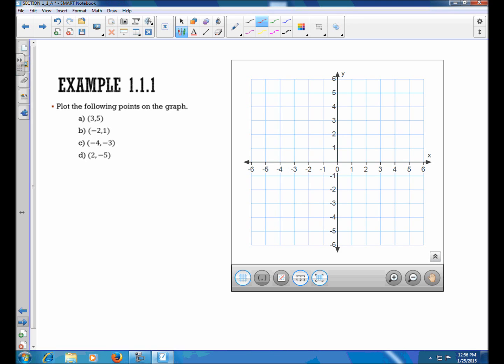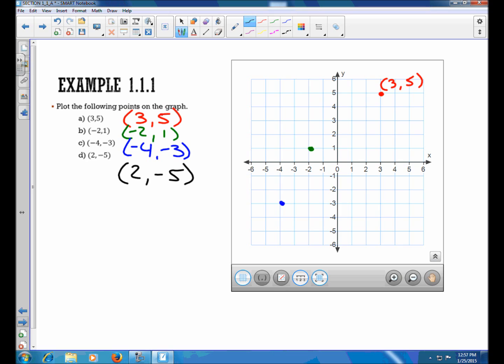So for the first example, you can see we're going to plot the point (3, 5). So that means we're going to go to the right 3 on the positive x-axis, and then up 5. And here's our point (3, 5). Then we're going to plot these other points, (-2, 1). That means we're going to go to the left 2 on the x-axis and then up 1. The next point, (-4, -3), means we're going to go to the left 4 and then down 3. And finally, the last point (2, -5), we're going to go to the right 2 and then down 5. So as you can see, we've plotted these points on the graph based on their x-coordinates and their y-coordinates.